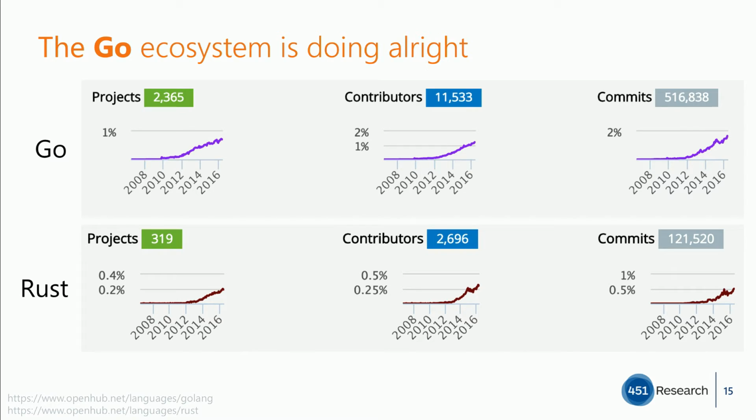Whereas if you compare and contrast this against Rust, what you see is it's about a quarter to a fifth of the same traction, relatively speaking, which is pretty surprising considering how new it is and how mature Go is relative to it. It's picking up pretty quickly. But you can see that Go is, like I said, doing pretty darn well.